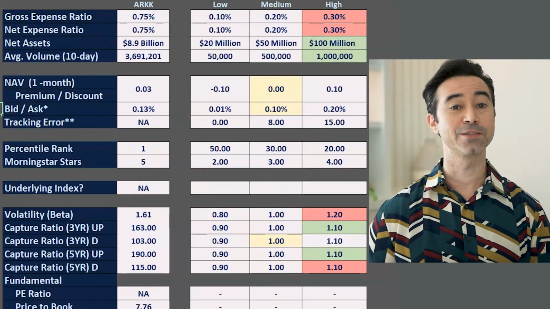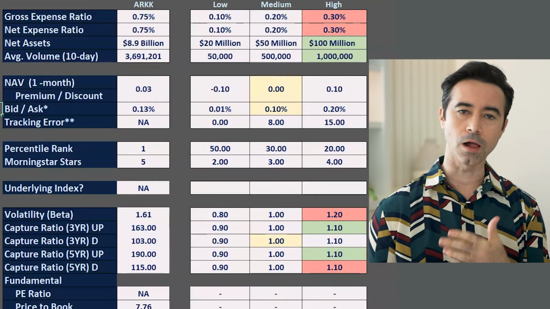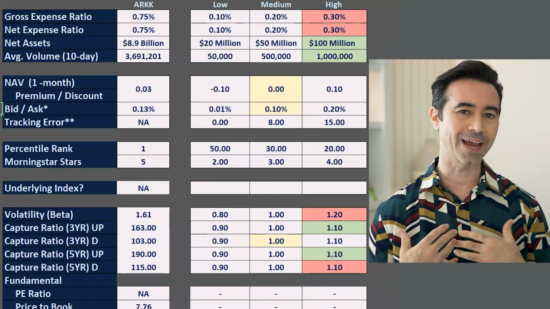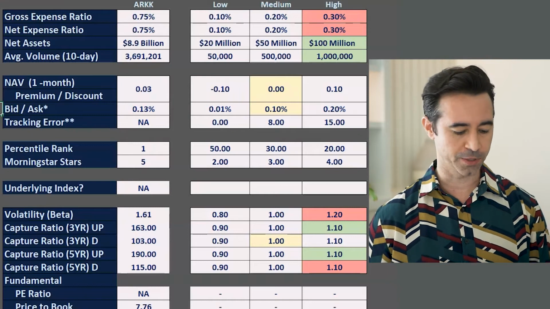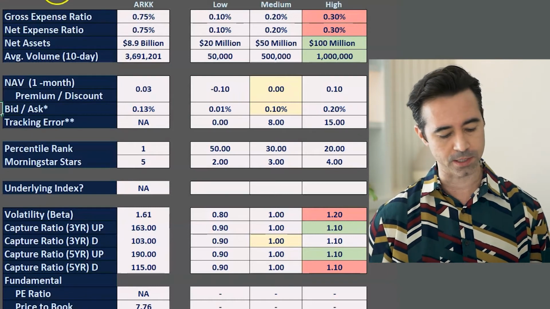Okay, so here is the checklist. Now let's go through each of the columns and I'll go over why I have them. I'll tell you where I get some of the data. Hopefully this really helps you out. So the first thing we have is the gross expense ratio.